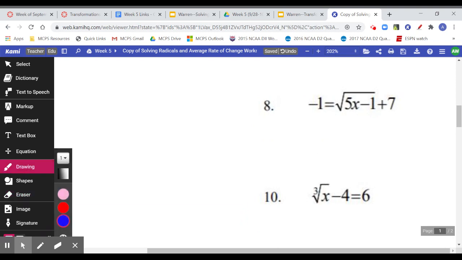Okay, anyways, getting started, we are going to follow our same old steps. So, once again, the first step is to isolate the radical. So I want that square root symbol and everything under it by itself. In order to do that, I'm going to have to subtract 7 from both sides. Okay, when I do that, the 7's on the right cancel. I'm left with negative 8 is equal to the square root of 5x minus 1. Okay. My radical is now isolated.